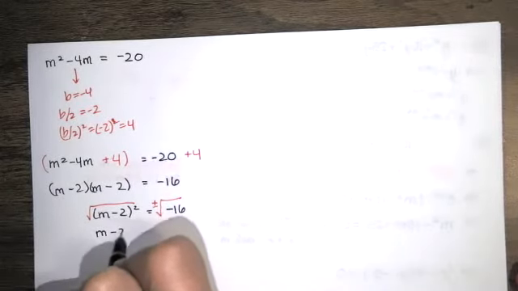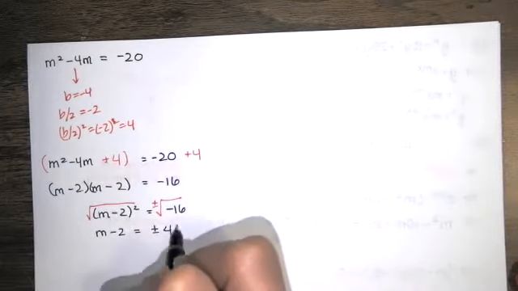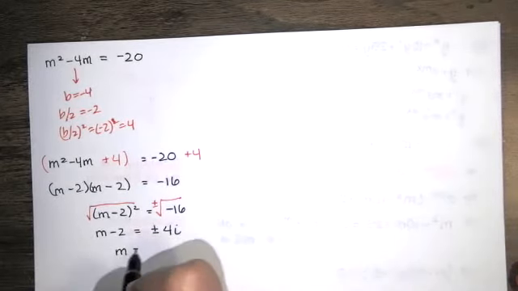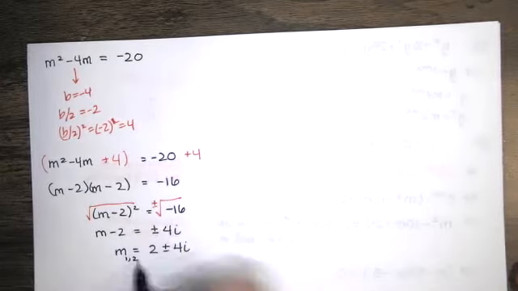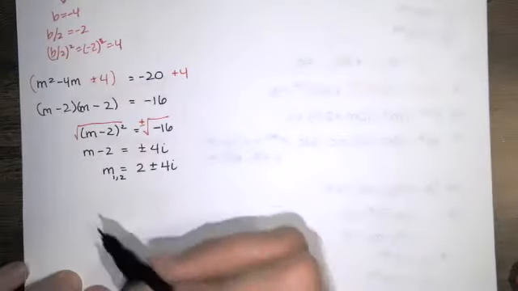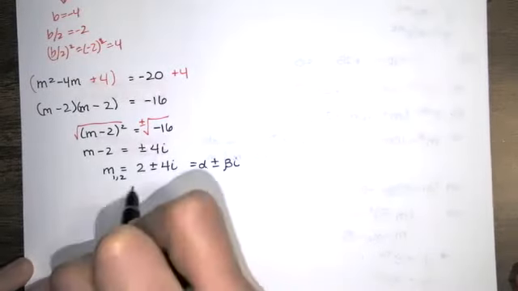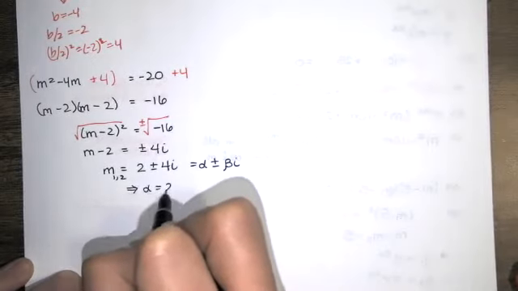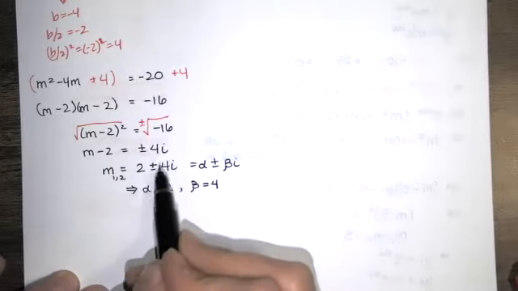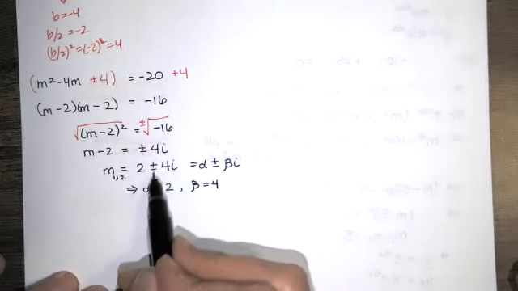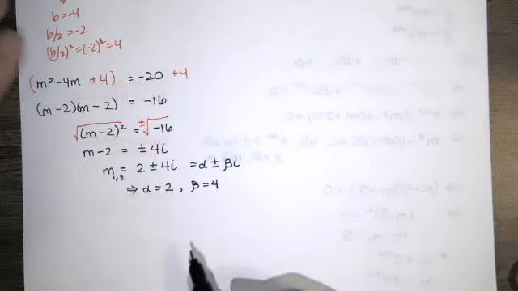And over here, you've got m minus 2 equals plus or minus the square root of -16. That's 4i. And then when you add 2 to both sides, you get 2 plus or minus 4i. That's a complex conjugate pair. So we're thinking of this as alpha plus or minus beta i, which means that alpha equals 2 and beta equals 4. Beta is always going to be positive because you're just going to take that number in front of the i, that plus or minus, and absorb any negative that would be there.